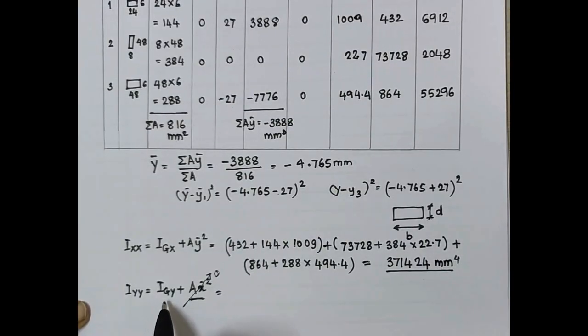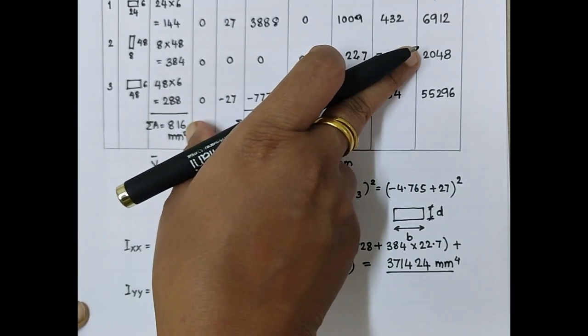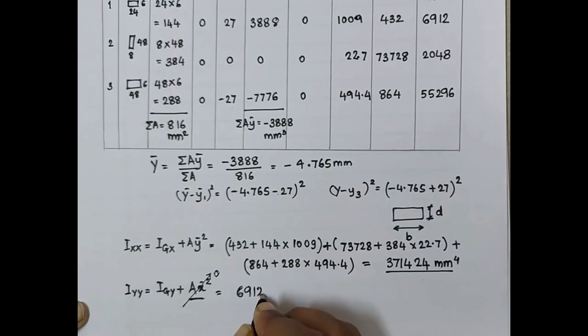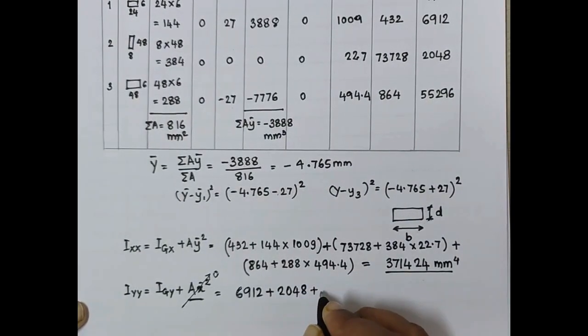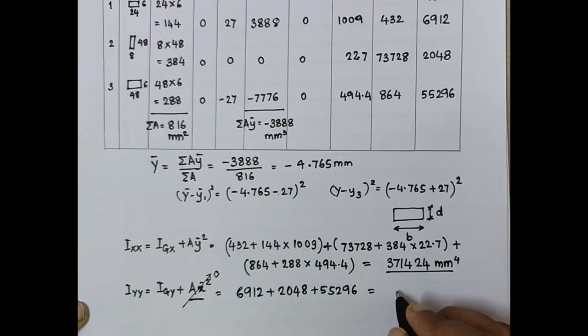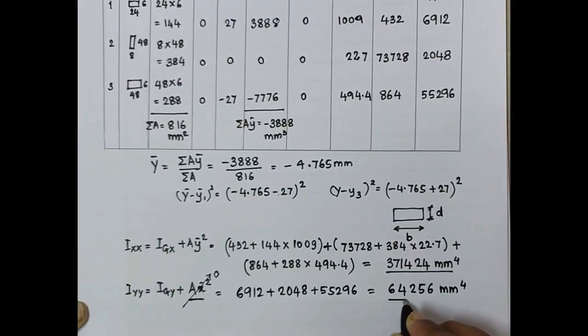Therefore, we just have to add a summation of Igy for all the 3 terms. So, considering Igy, this one, second one and the third one, let's write the values. So, that comes out to be 6912 plus 2048 plus 55296. So, the overall value comes out to be 64256 mm raised to power 4.